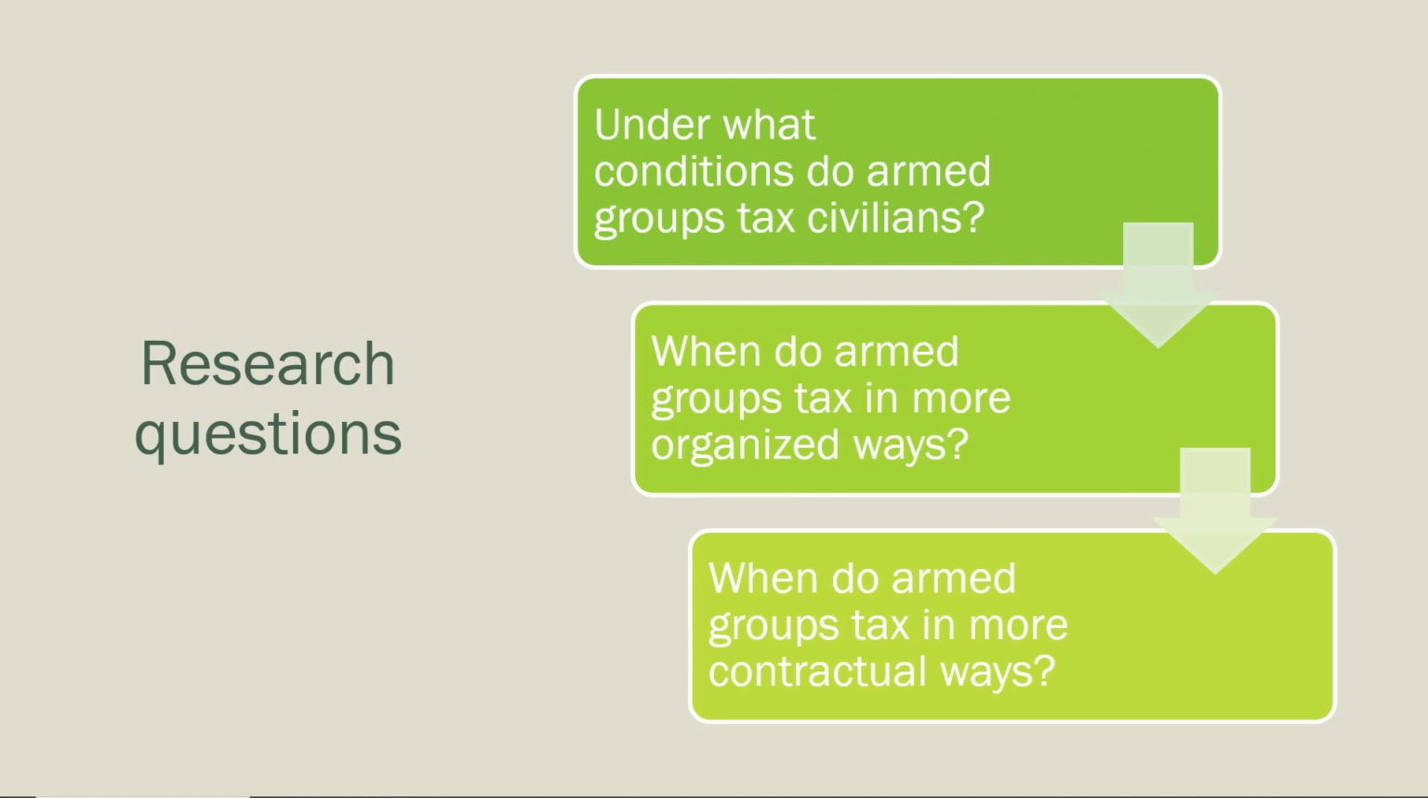So first, under what conditions do armed groups tax civilians? When do armed groups tax in more organized ways? And when do armed groups tax in more contractual ways? So asking when do they do it? And when they do it, what shapes their variation?